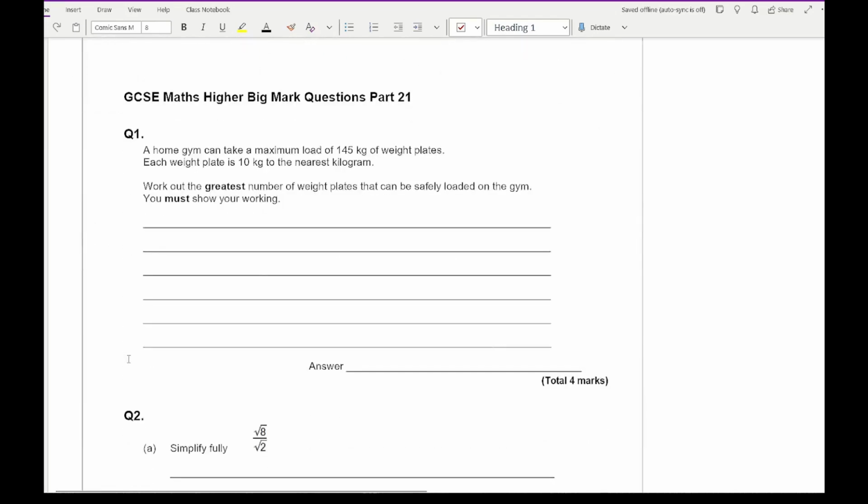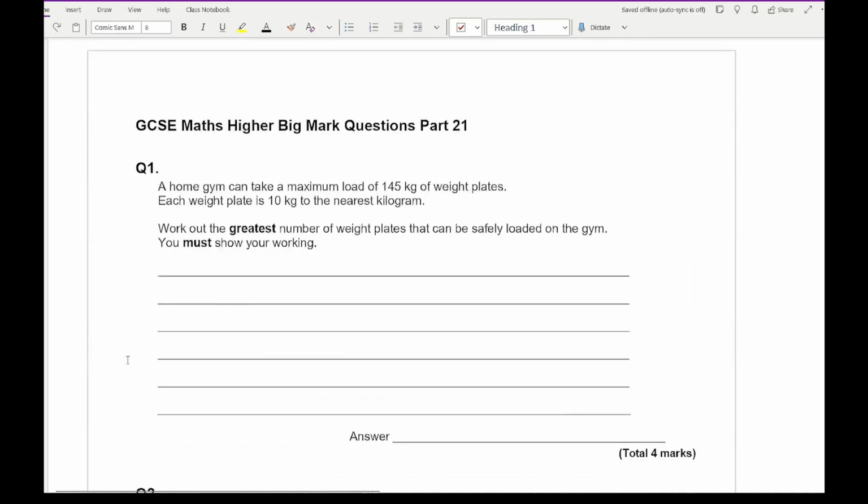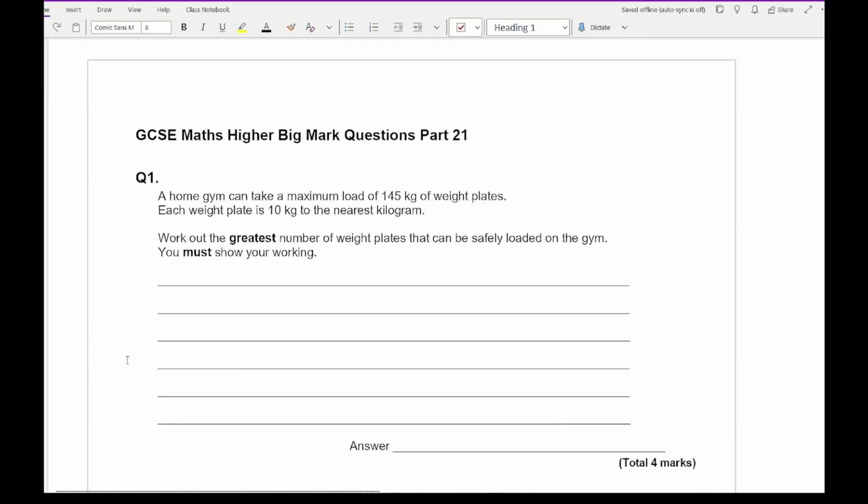So let's get started on these. Now again, if you've not had an opportunity to print out the question, then all you need to do is simply pause the video, have a go at the question and then unpause as we go through the answers. So let me just make that a little bit bigger so it comes up on the screen. So question 1 says that a home gym takes a maximum load of 145 kilograms of weighted plates. Each weight plate is 10 kilograms to the nearest kilogram. Work out the greatest number of plates that can be safely loaded on the gym.